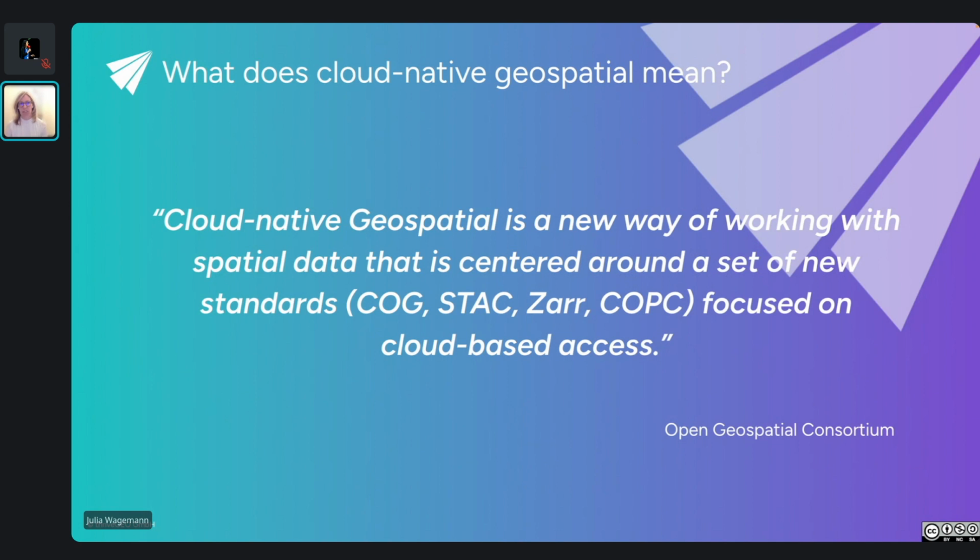And what community standards will be seen in the next years around this term. The Open Geospatial Consortium is a standards body that defines standards for location data in the geospatial domain. It also has a working group on cloud native geospatial and has come up with a definition of this term. As it says, it is a new way of working with spatial data that is centered around a set of new standards.